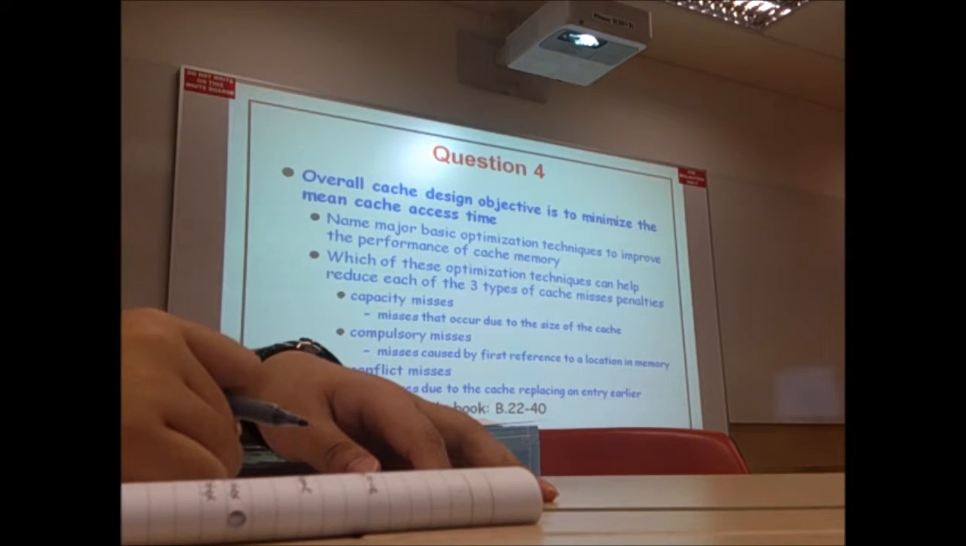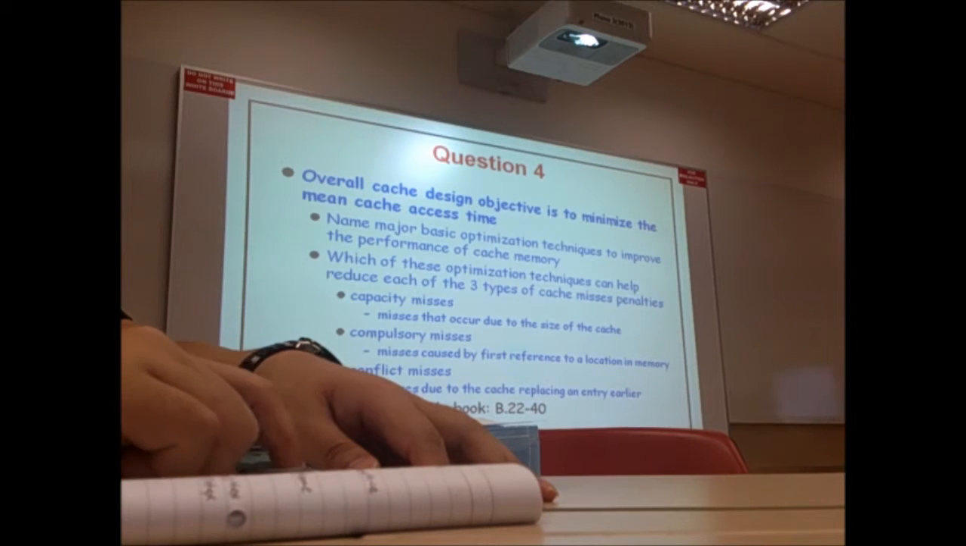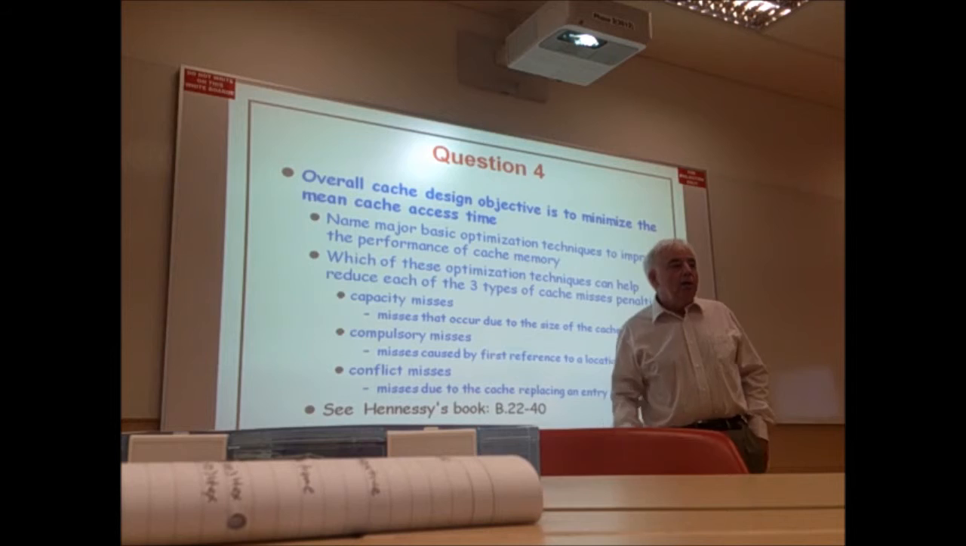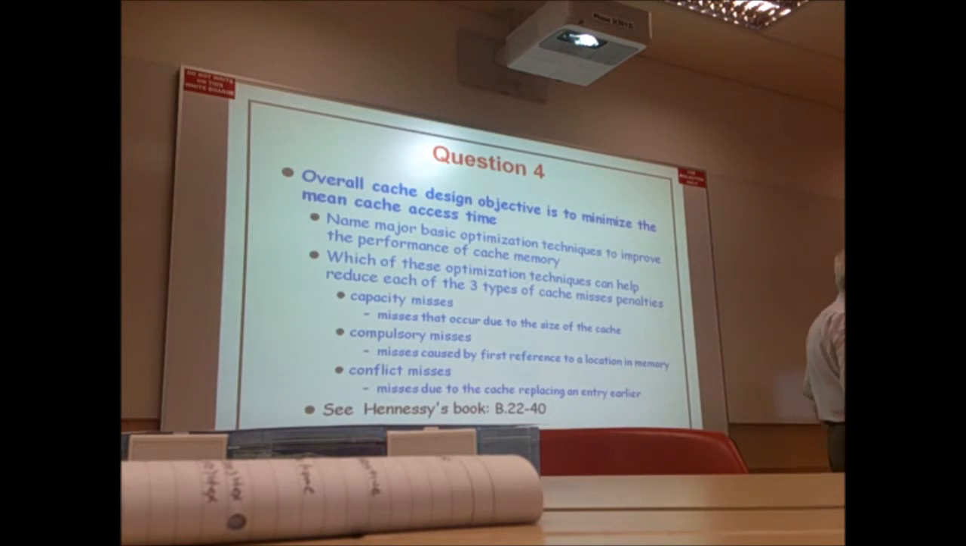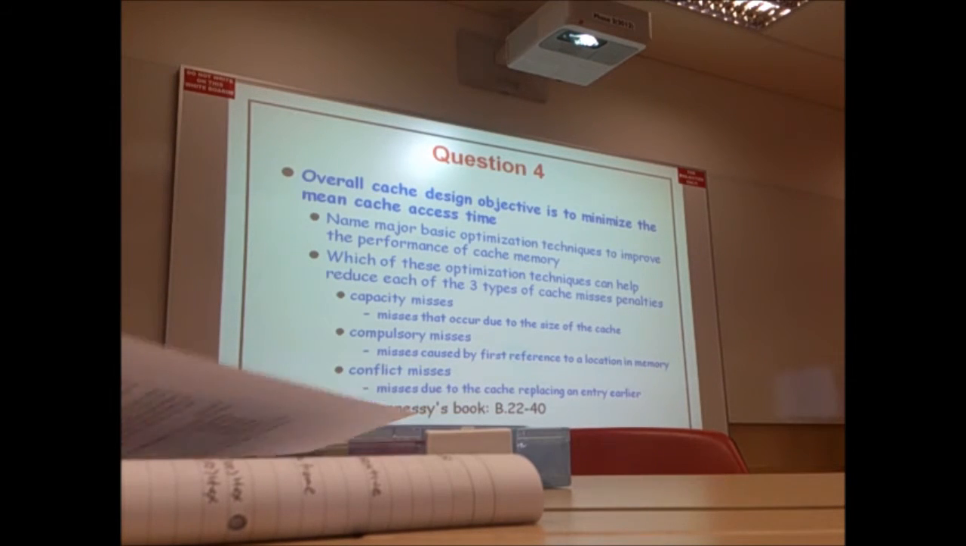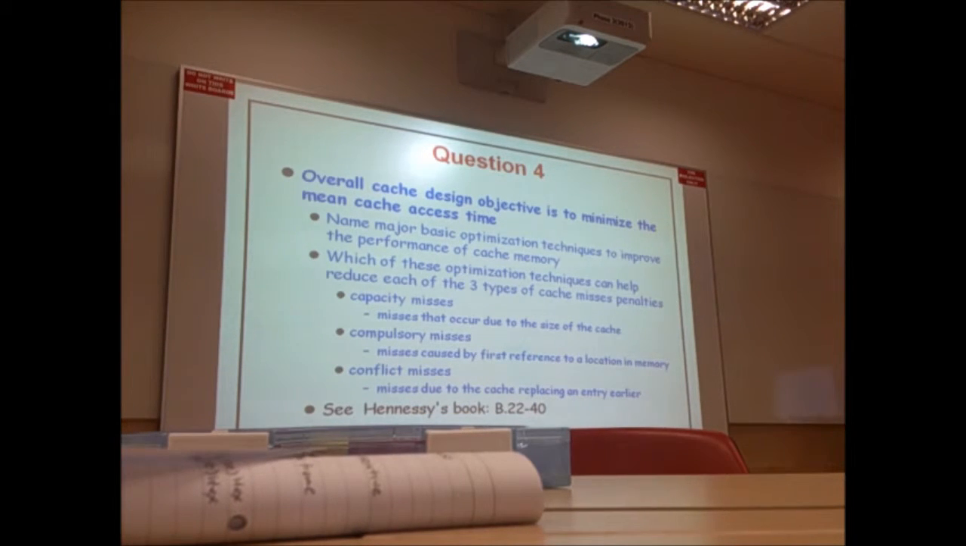we have some different types of misses. Okay, we have what are called capacity misses. Capacity misses are misses because your overall cache size is not large enough. Okay, so you can't put everything into the cache. If the cache size is too small, you will get cache capacity misses.